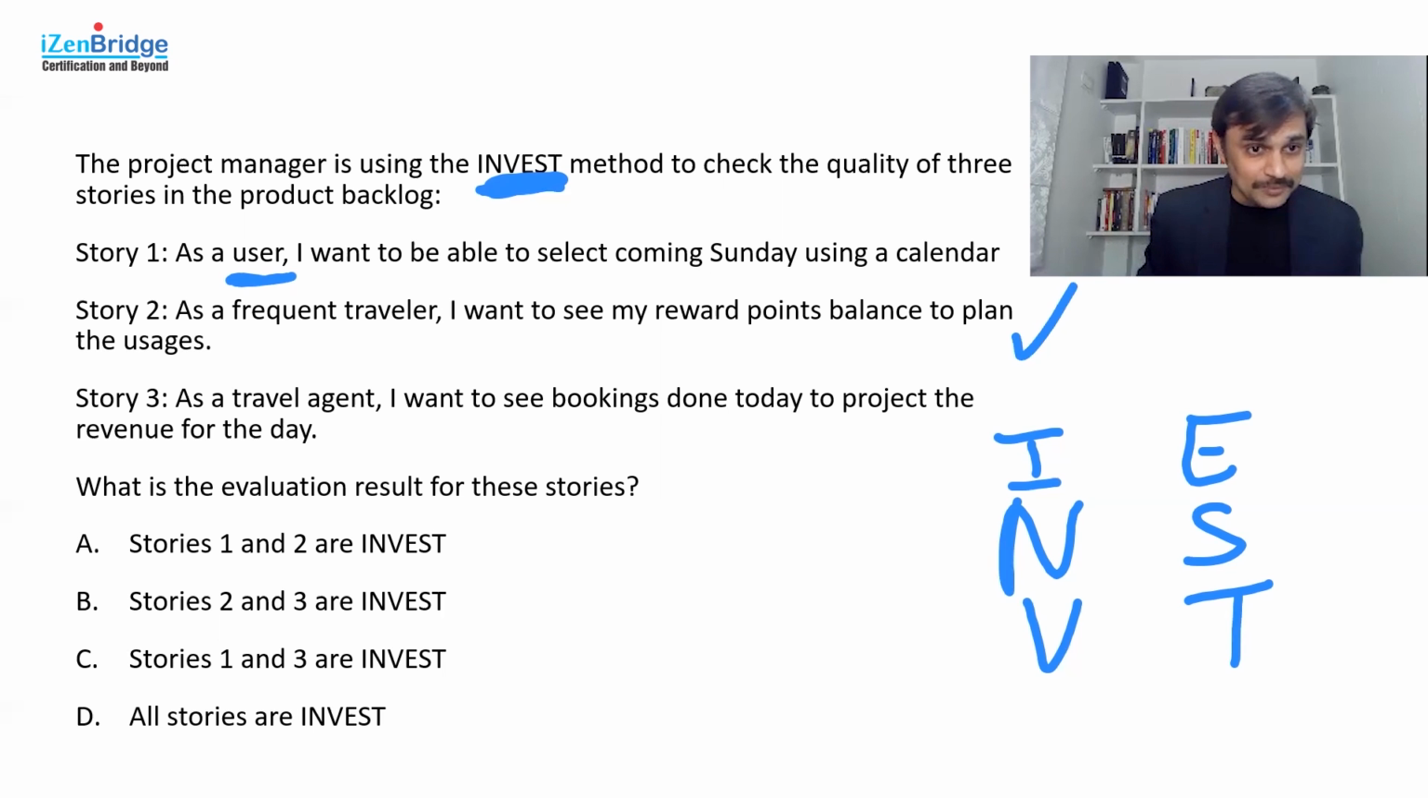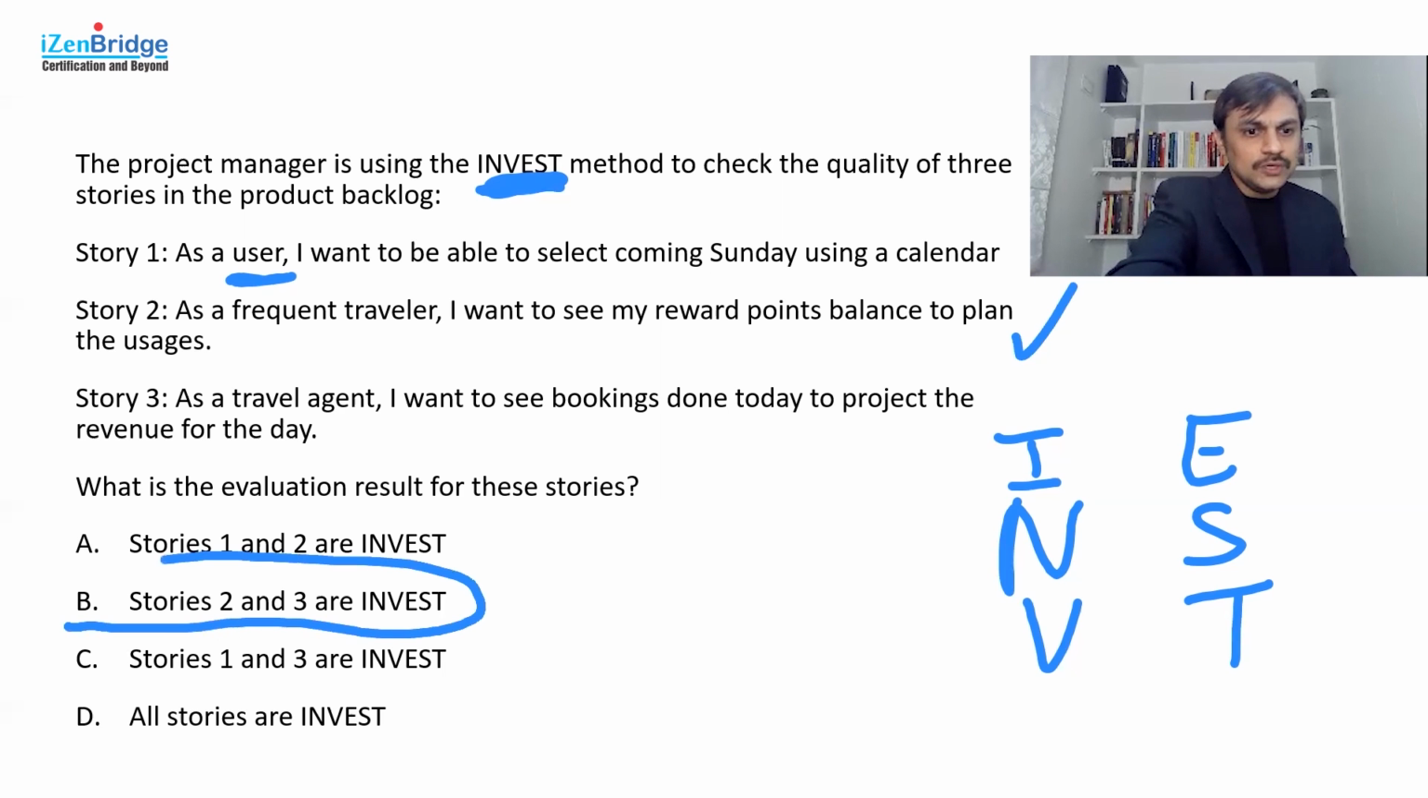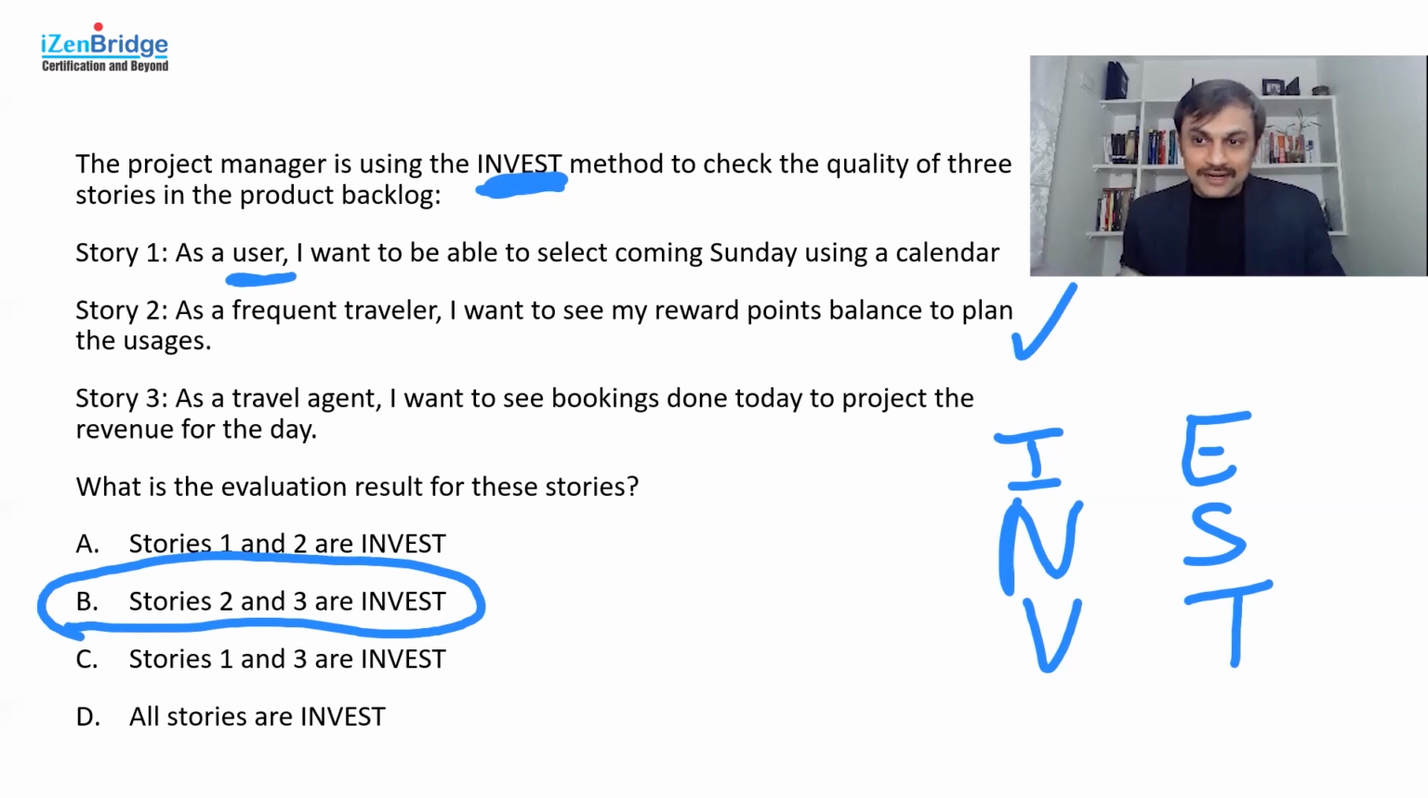So finally, talking about the choices, it's pretty clear to me that option B, so stories 2 and 3, are good. I may not 100% agree that I can evaluate their INVEST, but they are good relative to whatever options are available to me, because I can't select D, all stories are not good, and A is out. Wherever story 1 is there, I have to remove that option, and that's why I get option B as a good option for this question.